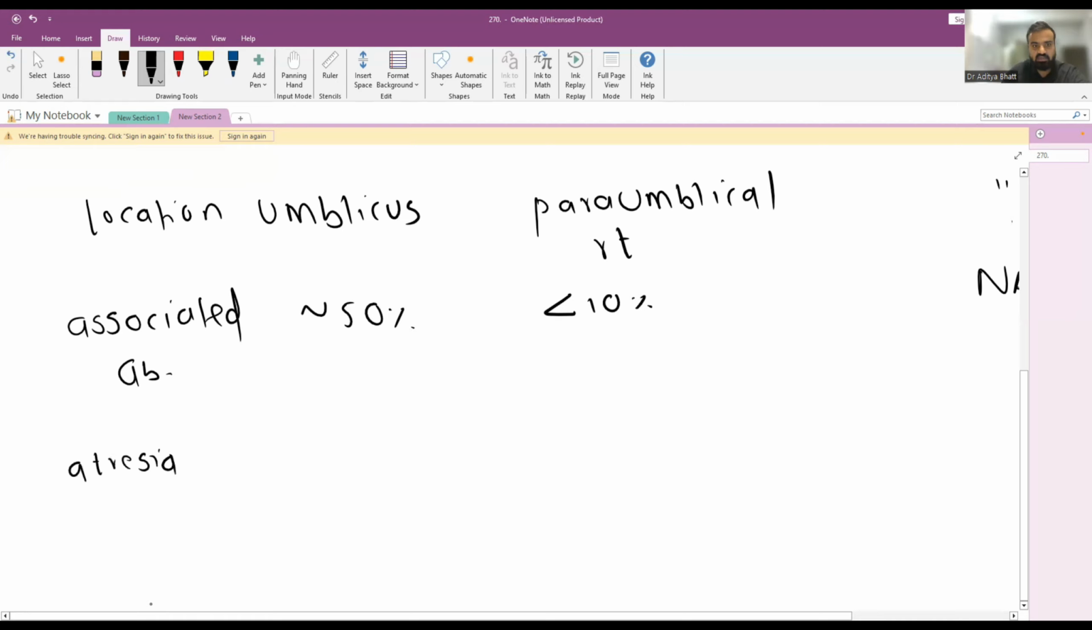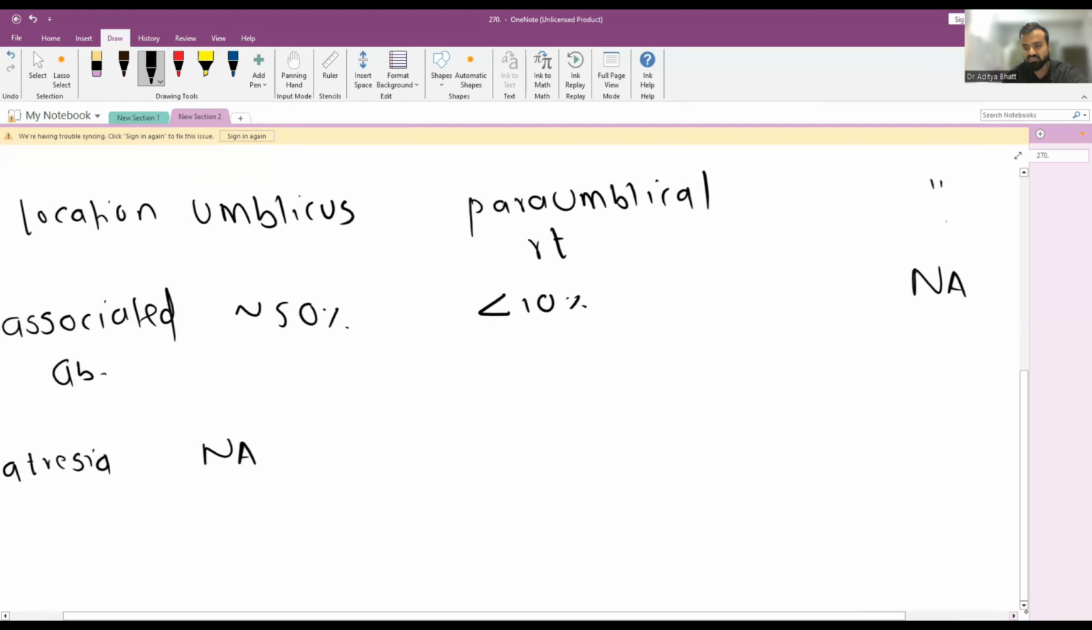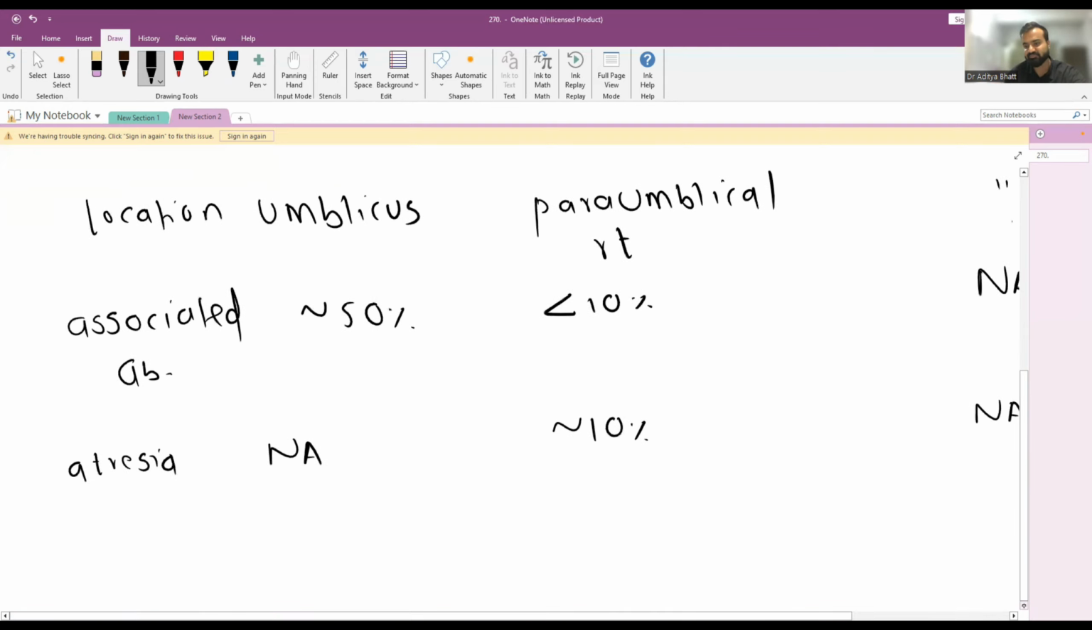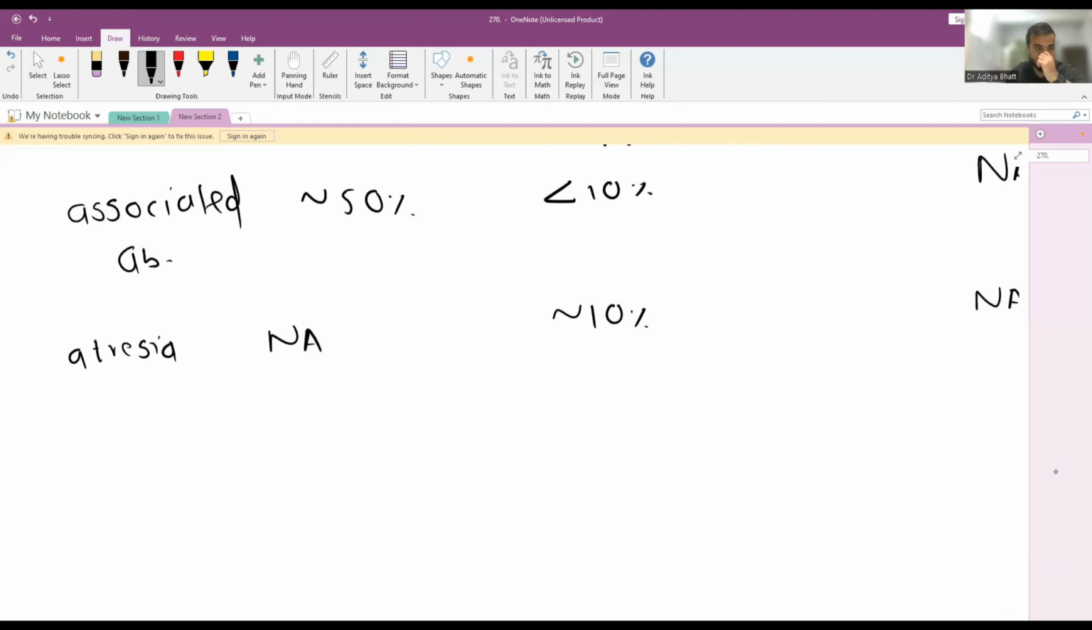Atresia does not usually occur in omphalocele, because there is no blockage anywhere, but around 10% of cases with gastroschisis will have atresia present in the path of the gut. So that is the issue. In umbilical hernia, unless it becomes entrapped and necrosed, there is usually no such issue.